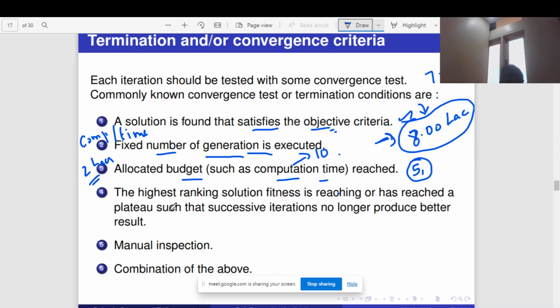Or the highest ranking solution's fitness has reached a plateau, such that successive iterations no longer produce better results. So what does this mean?